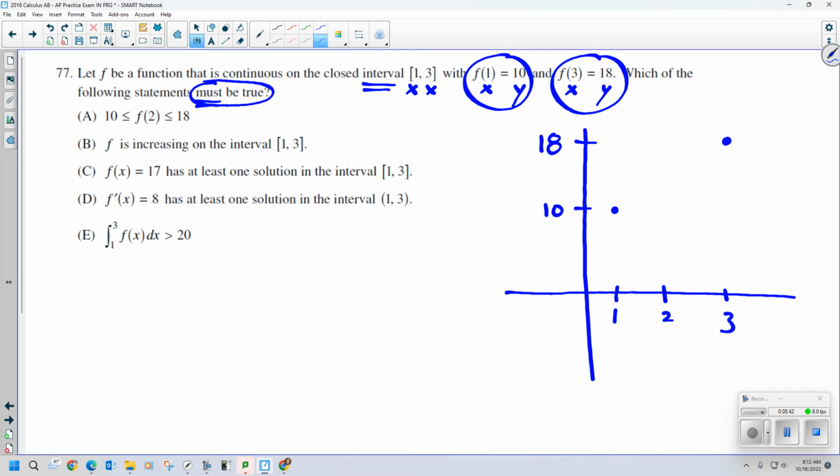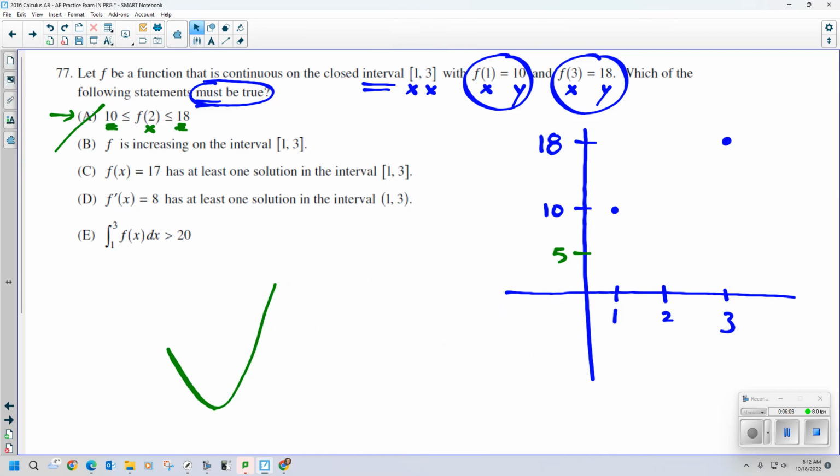f of 2. Let's look at A. Let's evaluate A right now. Okay, f of 2, which means when x is 2, what's your y value? It's got to be between 10 and 18. It does not. Let's say it's 5. Maybe I can have a point here. I can have the graph come down here and then come up. Okay, this doesn't have to be true. It could be true, but that doesn't always have to be true. Boom, I just came up with a scenario where it wasn't.